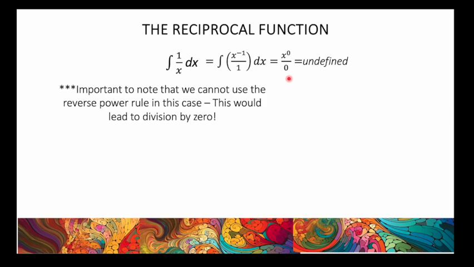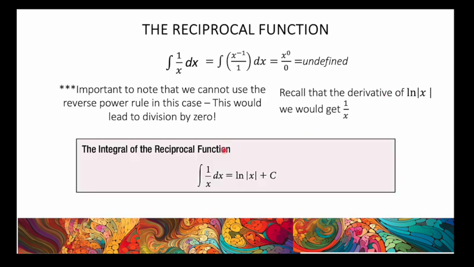So we don't want to divide by 0. Now, if we think back to when we were learning derivatives, and we were talking about finding the derivative of the natural log of x, we had the rule that when we take the derivative of the natural log of x, we get 1 over x. So if I work backwards, if I have 1 over x and I want to find the antiderivative, that would be the natural log of x. So that's where this rule comes in. So be careful not to fall into the trap of thinking about using the power rule for this.